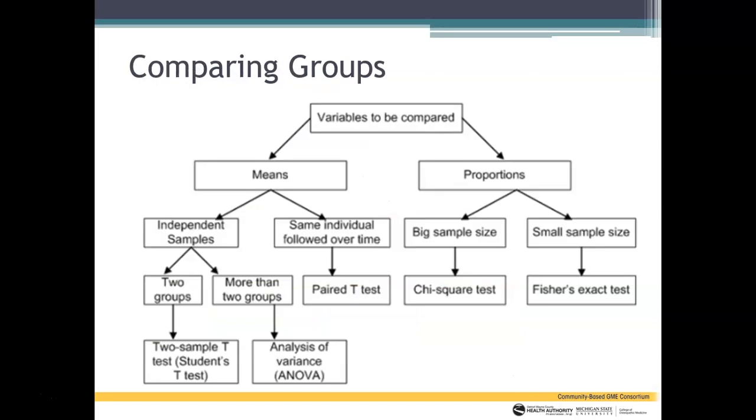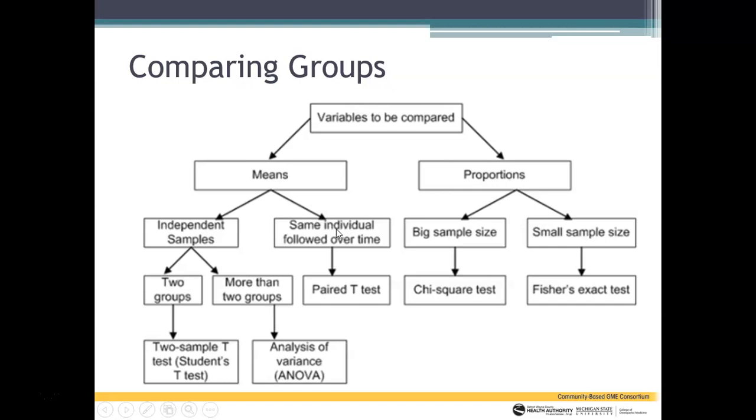Okay, so comparing groups. When you have to compare variables, you want to look at it and say, okay, are these means or are these proportions that we're looking at? Are they categorical? Are they qualitative? Or are they numeric? If they're means, then you look at your samples. Are they 2 independent samples, or is it the same individual followed over time? If we're comparing 2 groups of means that are independent, then we have to look at, is it 2 groups or more than 2 groups? 2 groups, you're going to do your t-test. That's your student t-test. More than 2 groups, you're looking at analysis of variance.